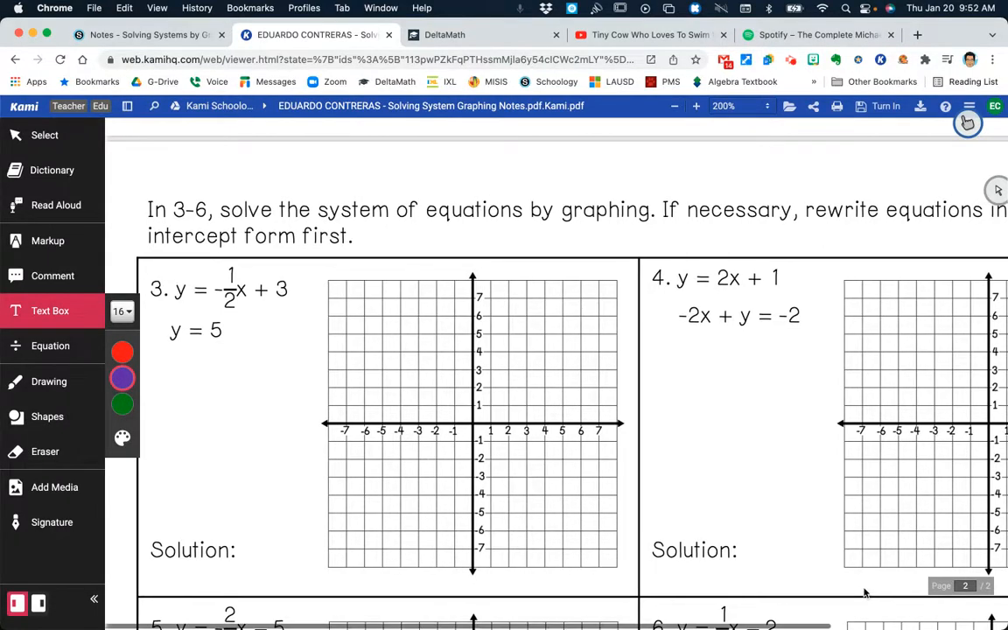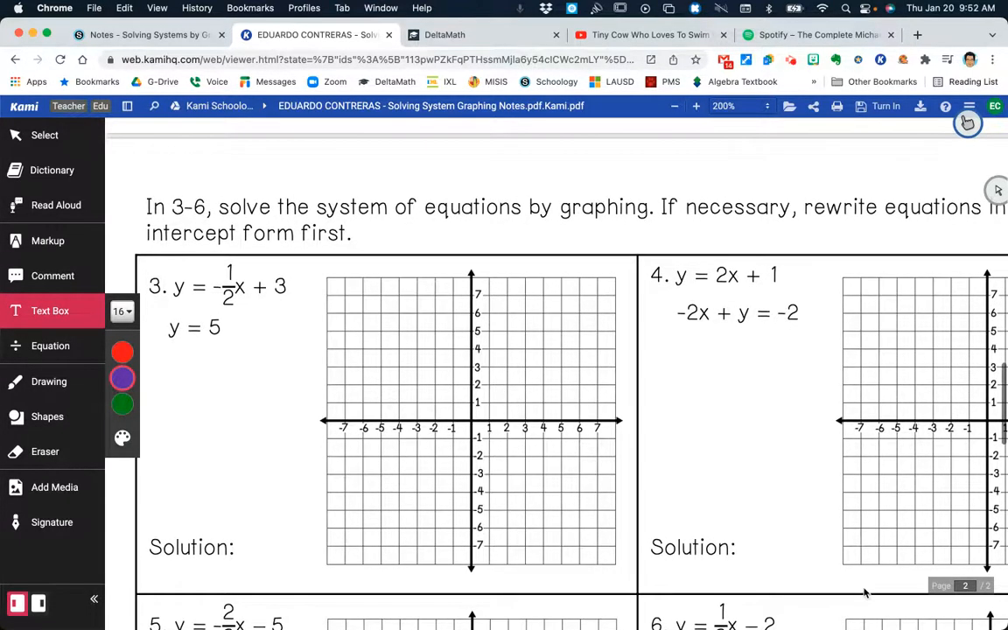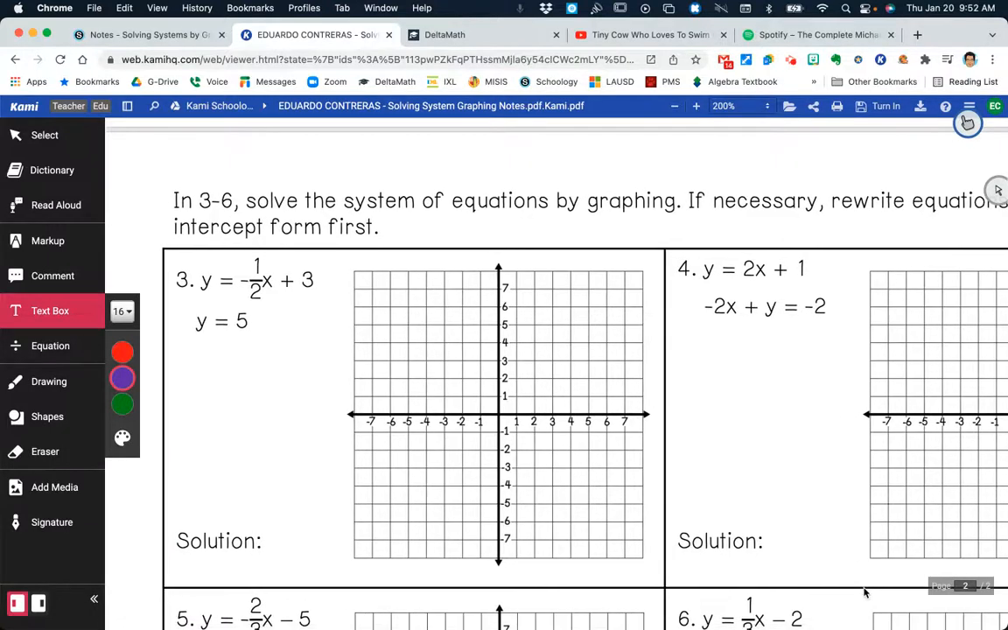So we have number 3. Actually, we won't have to rewrite anything in number 3. In today's assignment, you are going to have a few examples like this, and let's just graph some. So let's look at 3. We're going to graph y equals negative 1/2 x plus 3.